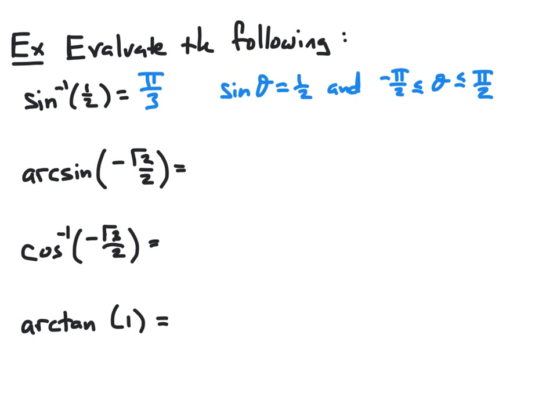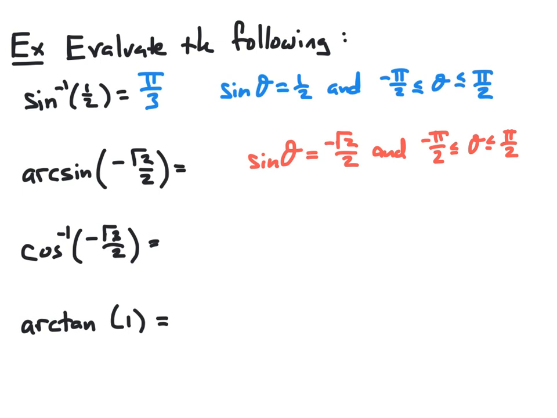For our second value, the arcsine of negative square root 2 over 2, we need the sine of theta to be negative square root 2 over 2, and also, as in the first part, we need this angle to lie between negative pi over 2 and pi over 2. Since our sine value here is a negative number, we're going to be looking for an angle in the fourth quadrant where sine is negative.